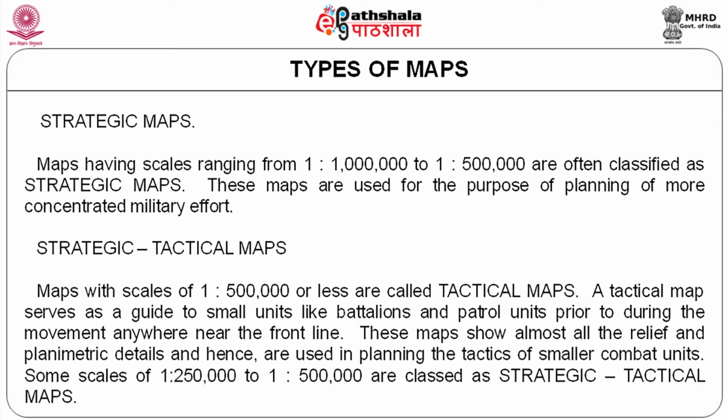Then there are maps which are called tactical maps. These are relatively larger scale, lesser than 1/500,000, say 1/250,000 scale, meant for small units like battalions and patrol units, which are used prior to any movement near the front line. Before reaching the final frontier, they use these maps and then reach it. So they are called tactical maps.